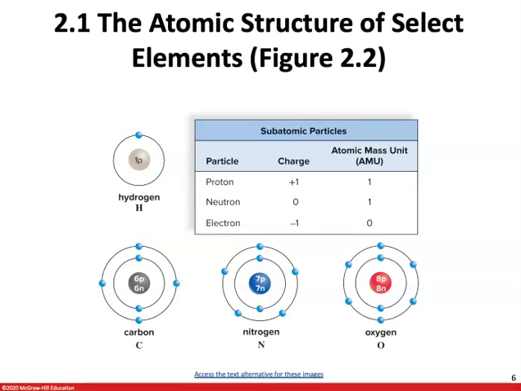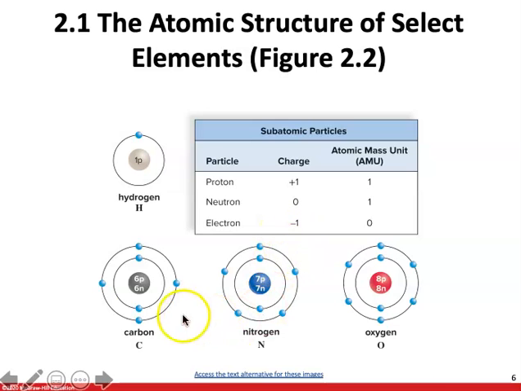Now, electrons are the third subatomic particle. These are, however, not found inside of the nucleus. These are found orbiting around the outside of the nucleus in what we refer to as energy shells. These are also negatively charged, and their mass is so small that it is negligible for our calculations. So for all intents and purposes, electrons have no mass, but they do have a negative charge.